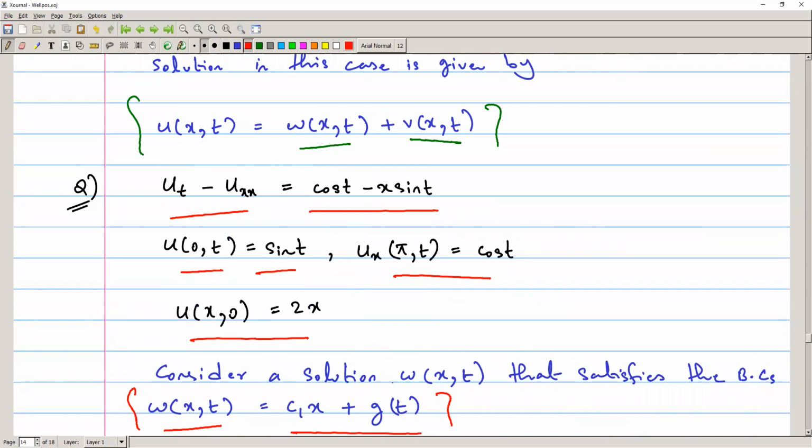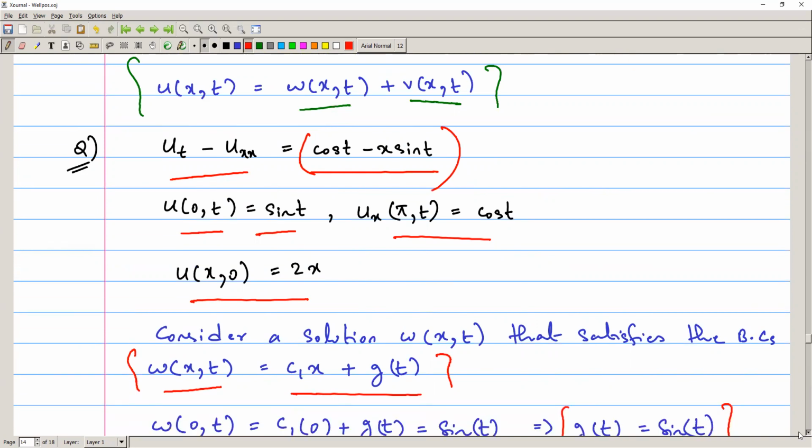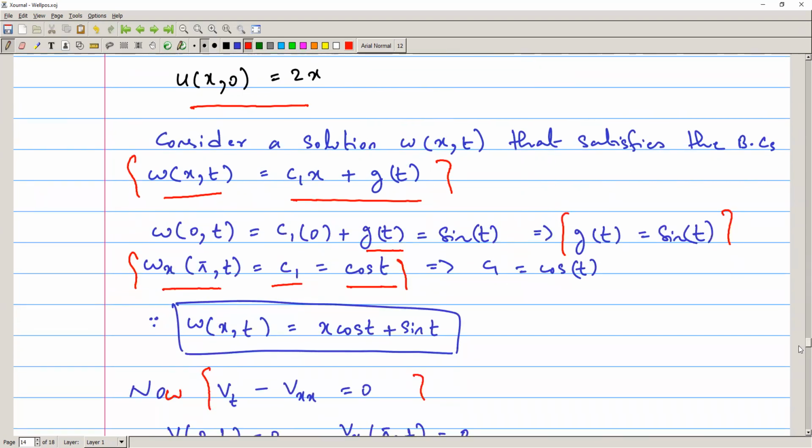Here we can see that it is given cosine t minus x sine t, that is u_t minus u_xx. So we are done. We have verified the equation, and we can also verify the boundary conditions.